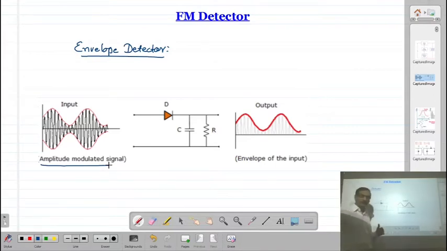Amplitude modulated wave means what? That the voltage goes on changing. The voltage of the carrier wave keeps increasing, then decreasing, again increasing and decreasing. Whatever the variation in the voltage is, it is my information signal, or you can say it is the modulating wave, fm, and inside it, whatever the frequency is, is your carrier frequency. So an amplitude modulated wave consists of a modulating signal and a carrier frequency.